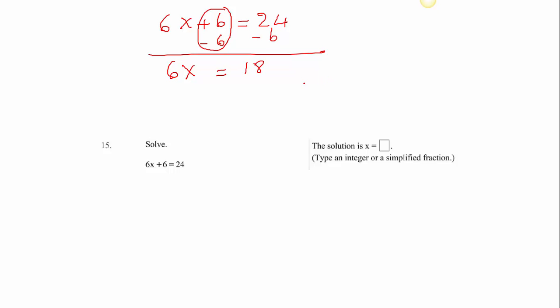Now we're going to use the multiplication principle. Divide both sides by 6. So x equals 18 divided by 6, which is 3. You can check your work by substituting x equals 3. 6 times 3 plus 6. 18 plus 6 is 24. So that's a check. So the answer is 3.